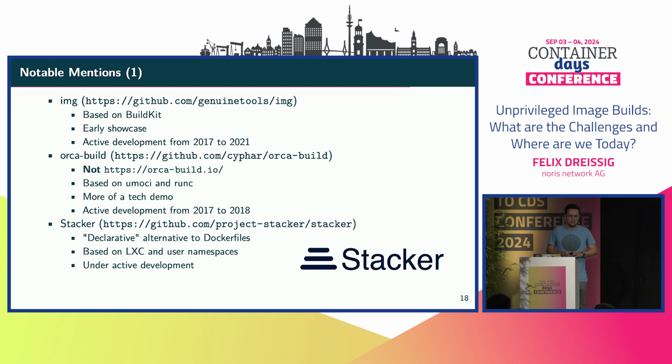Then we have Stacker by Cisco, supposed to be a declarative alternative to Dockerfiles. Declarative in this case just means putting a bunch of commands to be run in a YAML file, so you can call that declarative or not. It can run unprivileged with some limitations, but it's kind of hard to get running, and really it's kind of its own world, not using Dockerfiles, but just doing its own thing.